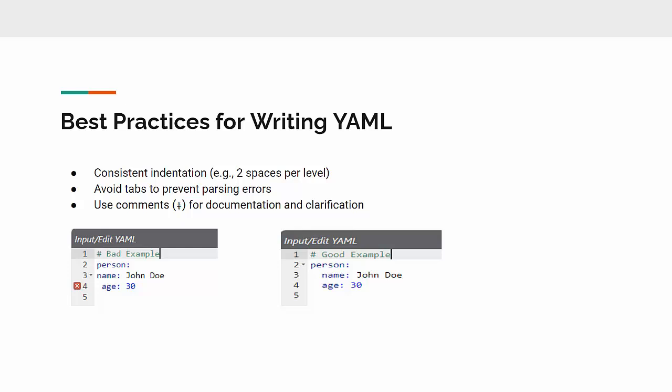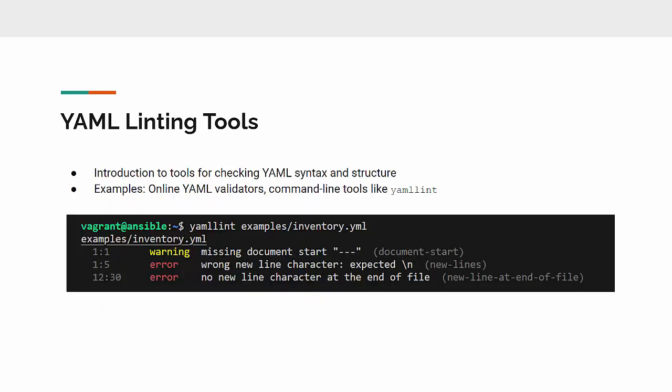Let's look at a common mistake with indentation and how proper structure makes the YAML more understandable. Writing clean and effective YAML is one thing, but ensuring it stays error-free is another. Let's shift our focus to the tools and techniques we can use to lint and validate our YAML, ensuring it's always up to standard. Ensuring your YAML files are error-free is crucial.